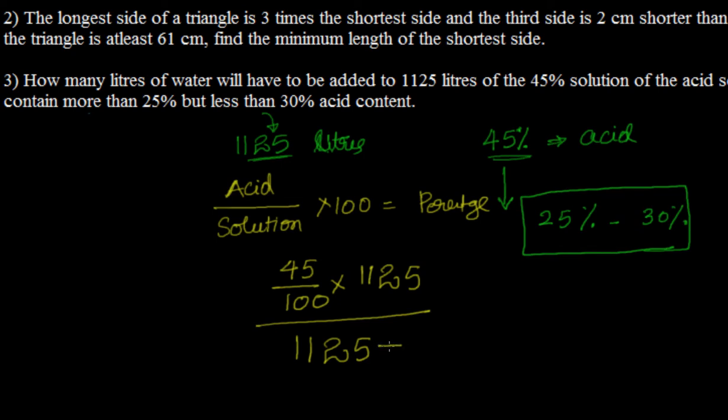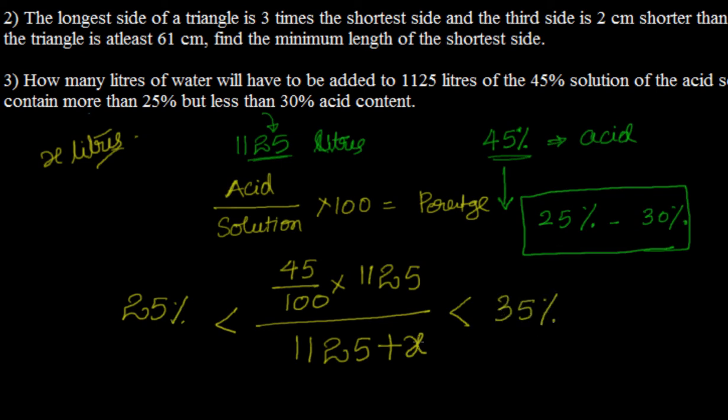Now this is at 45%, but what do we want to do? We want to add water. How much water do we want to add? Let us say that is x liters. We want to add x liters of water. Now this should be between 25% to 35%. This is the problem. Now how do we know the percentage? The percentage is nothing but the acid by solution into 100. Acid is nothing but 45% of the solution.